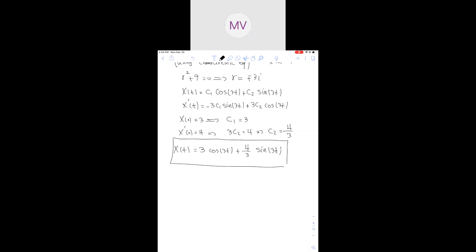Okay, now let's see how we can use Laplace transformation to solve this. So let me write down the equation again. The equation was x double prime plus 9x equals 0, and two initial conditions were given: x of 0 equals 3, x prime of 0 equals 4. What was the solution? x of t. So that was the unknown function we were able to find here.